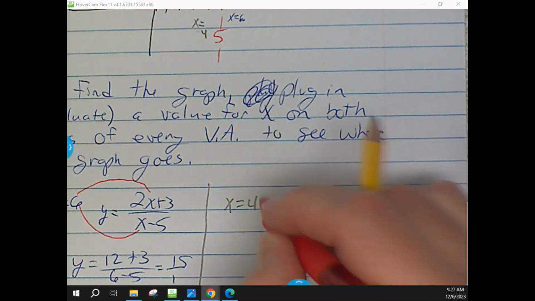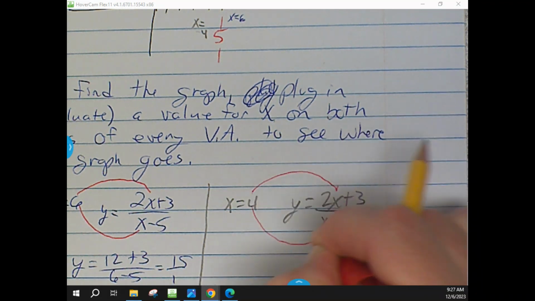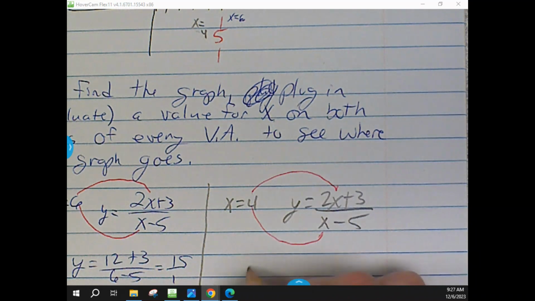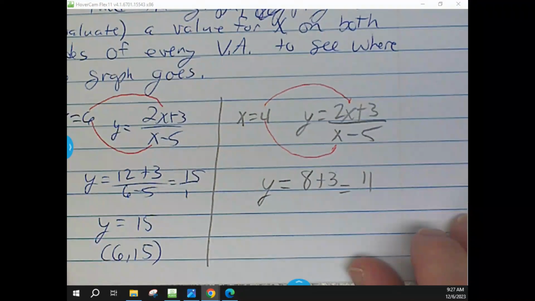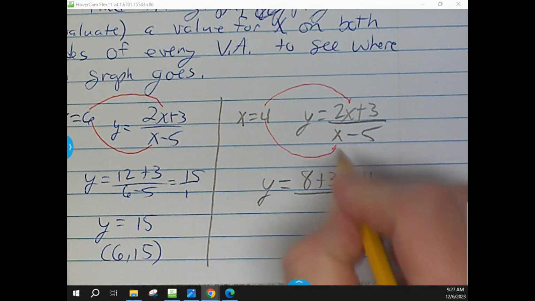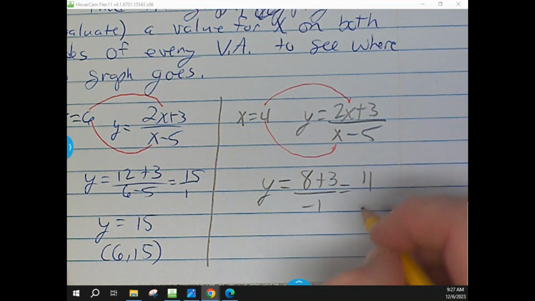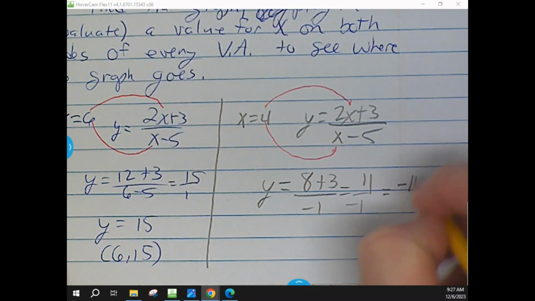So again, we'll plug in 4 here and plug in 4 here. So it leaves us with 2 times 4 is 8, plus 3 is 11. Oh, sorry, can't see it too well. Plug in 4 here. That's 4 minus 5. That's -1. So that's 11 over -1, which is -11.